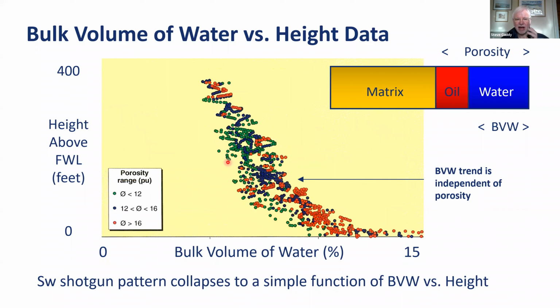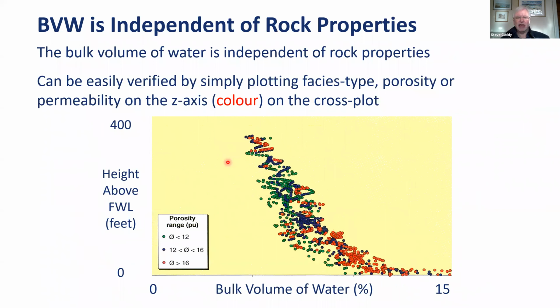So the point is that the porosities are intermingled. We don't need to have SW functions by porosity. This is the BVW. So the BVW is independent of rock properties. Now, how can we prove that?